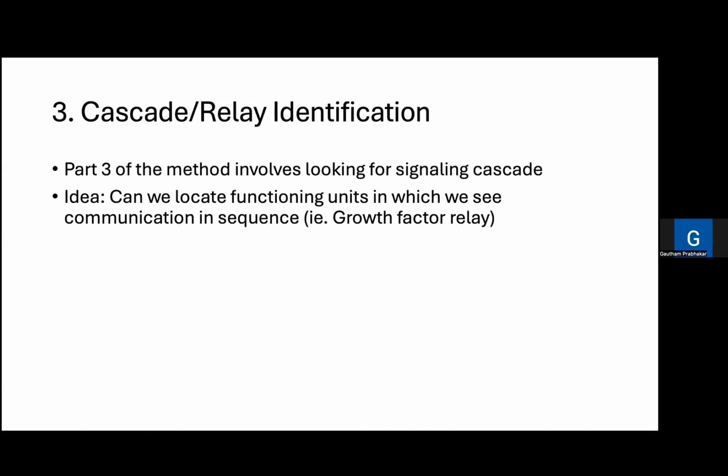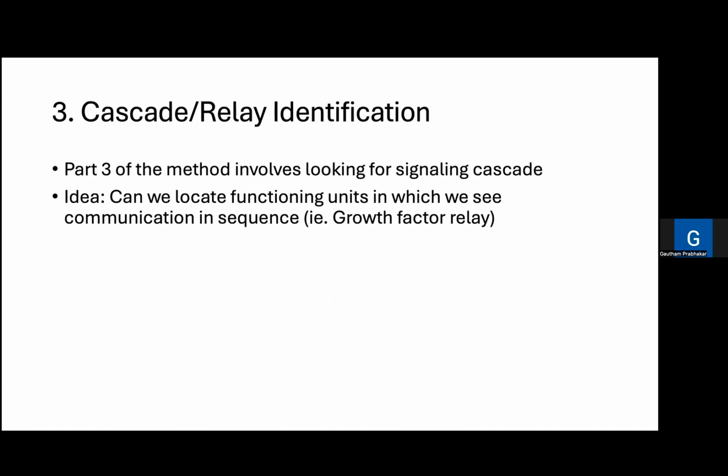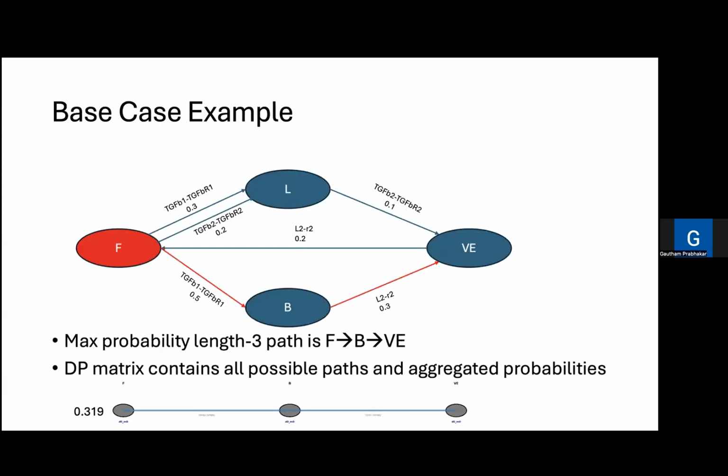Third part is dealing with cascades. So one cell type communicating with another that communicates with another downstream. And the idea is, can we locate these functional units to see communication in sequence? So an example of this is the growth factor relay, which I'll get into in a second. So the overall method is kind of analogous to a Markov model, in which this is like a dummy example.